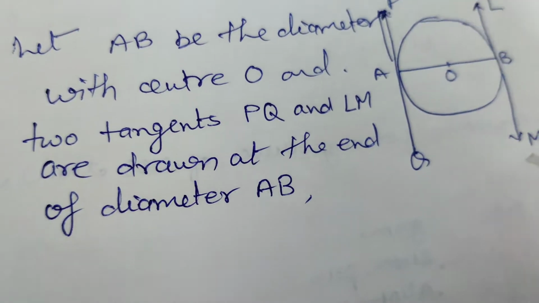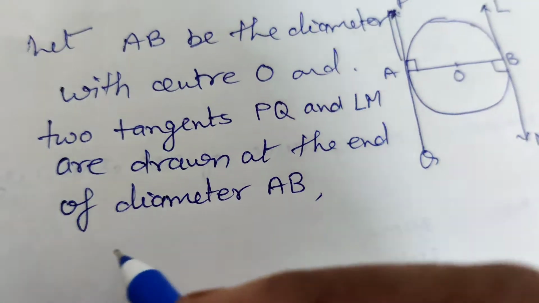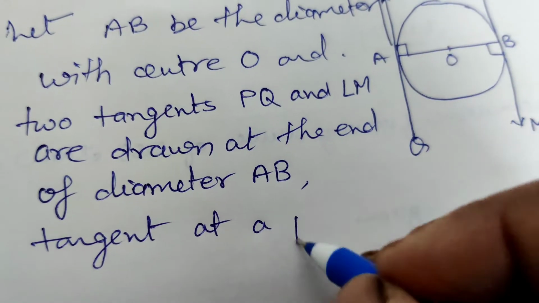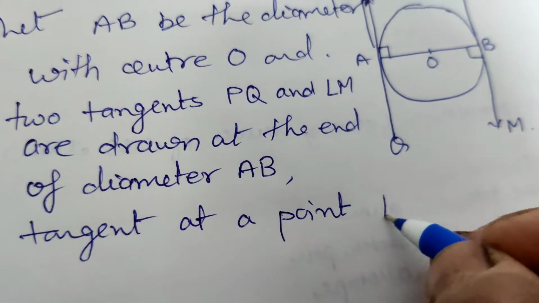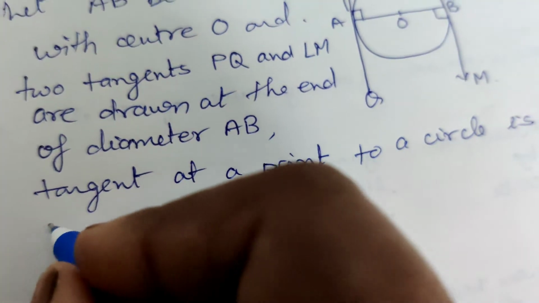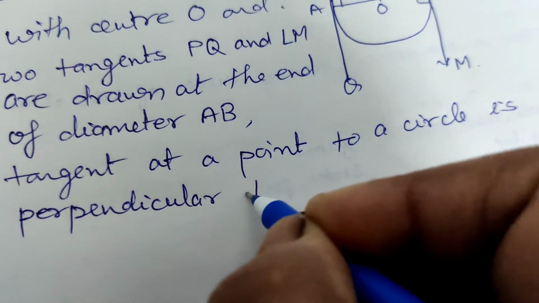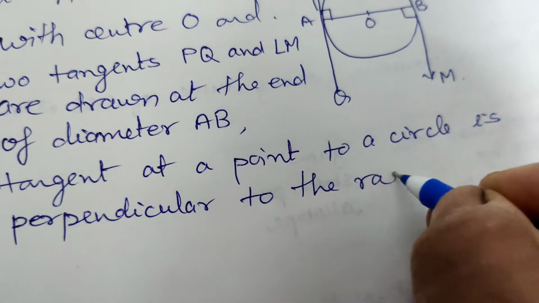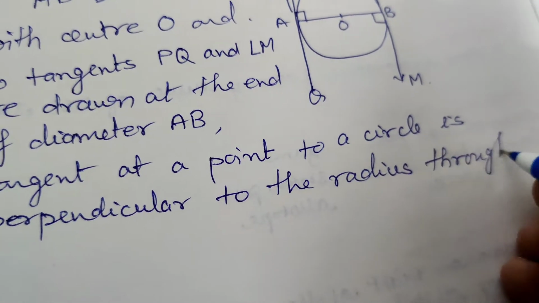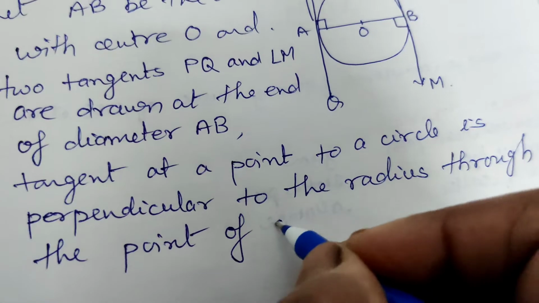As we know, the tangent at the point of contact is always perpendicular. A tangent at a point to a circle is perpendicular to the radius through the point of contact.